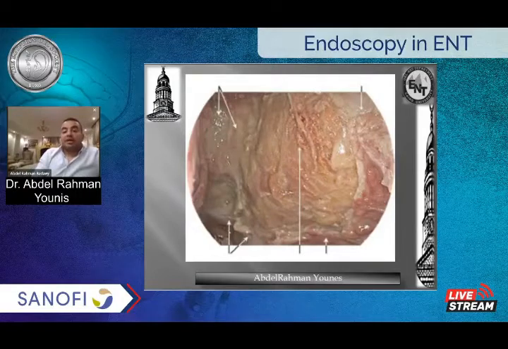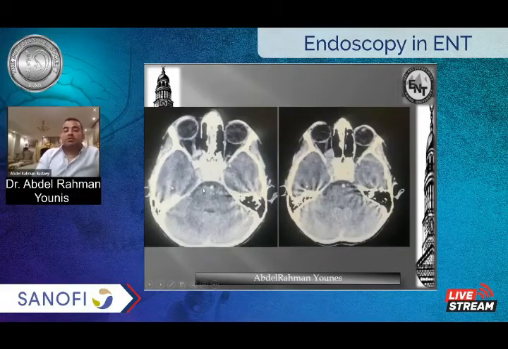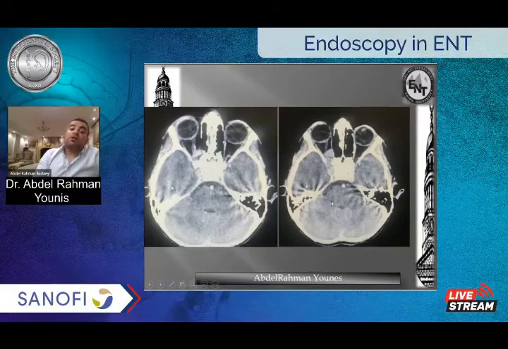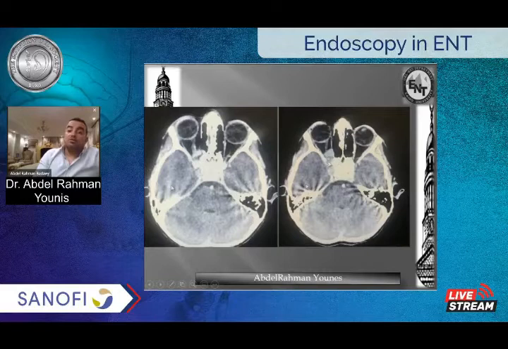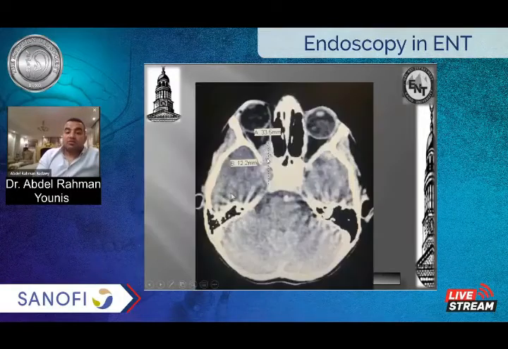Again, we're going to talk about the transorbital approaches. This is a CT of a 1-year-old child with a posterior chamber tumor extending to the cavernous sinus. This is the extent of the tumor. So we decided to take a biopsy transorbitally.